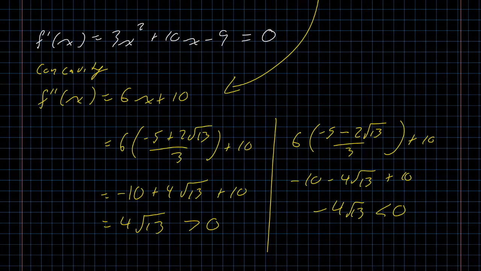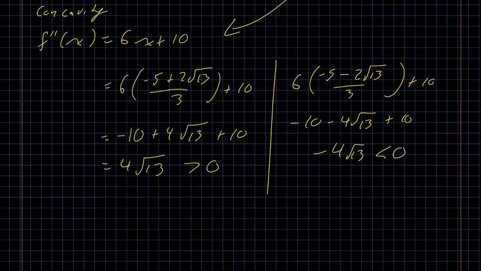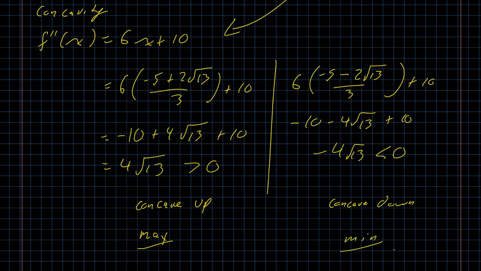When the second derivative is positive, that means that the function is concave up. And when the function is concave up, it is possible to have a minimum, not a maximum. When the second derivative is negative, that means that the function is concave down. And when the function is concave down, it is possible to have a maximum, not a minimum. So we can classify right there. We have a minimum and a maximum at these two respective points, and that's all we need here.